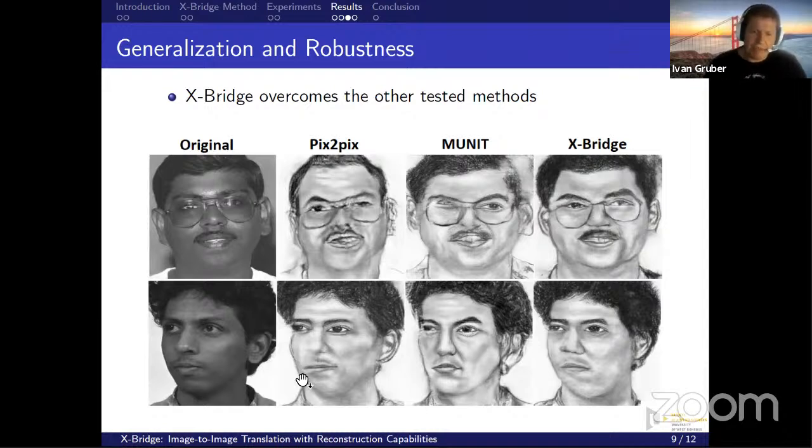Once again, Pix2Pix provided arguably the worst results in this task, because it has a really hard time understanding that, for example, here the right eye should be occluded and shouldn't be there. So Pix2Pix models the right eye there anyway.